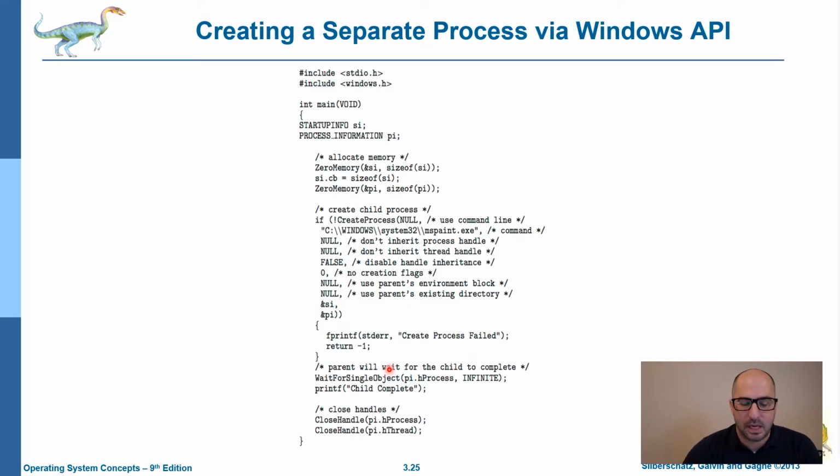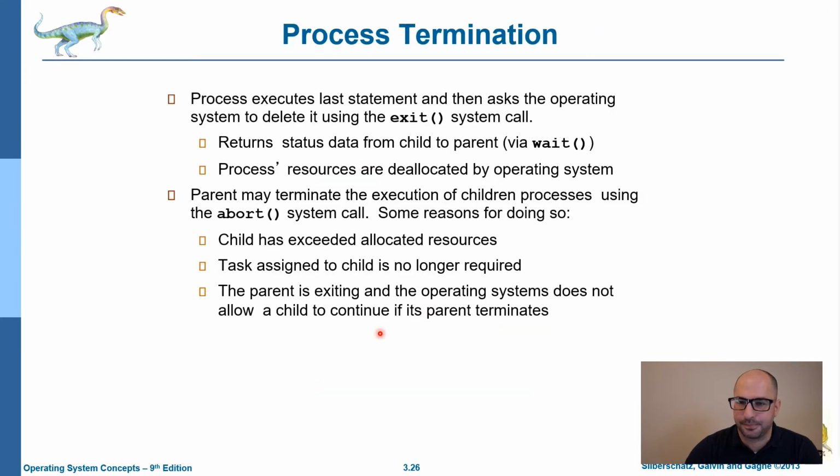The Windows API, same basic idea. However, the calls are very different. But the idea is that a parent spawns a child. If the child creation succeeds, then we wait for the child to complete in the parent. I'll let you guys go through the Windows API for this if you wish. It's a little bit more complex, but the conceptual pieces are the same.